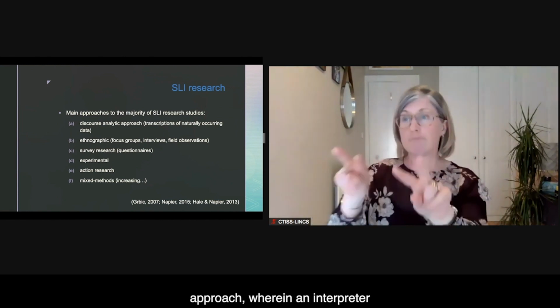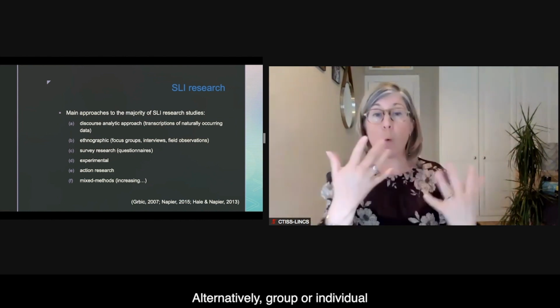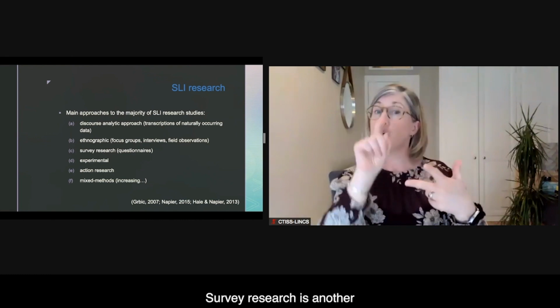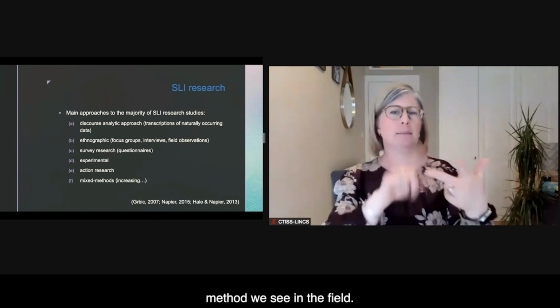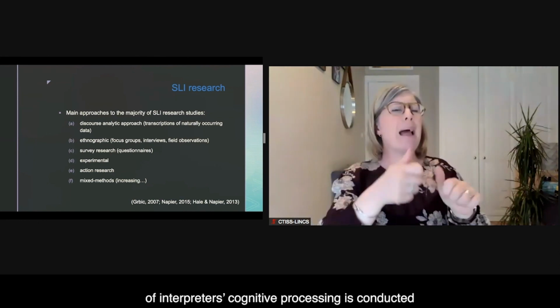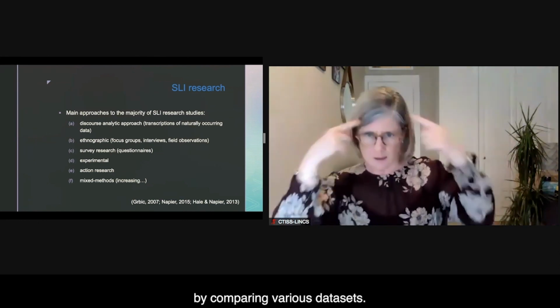Next, we see an ethnographic approach wherein an interpreter is observed working. Alternatively, group or individual interviews may be conducted. Survey research is another method we see in the field. We also see experimental approaches where investigation of interpreters' cognitive processing is conducted by comparing various datasets.